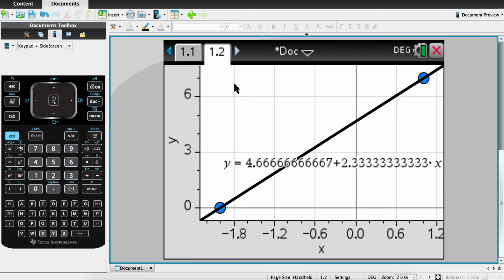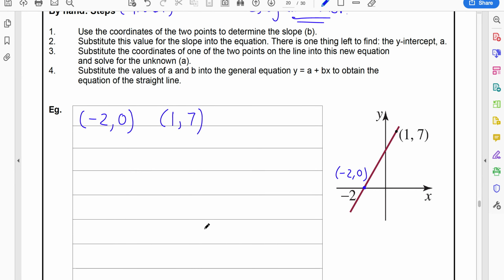Generally with this one, it would have come out as a fraction if we'd done it by hand. But what you can see here is we do get some funny numbers. We've got 4 2/3 and 2 1/3. All you need to do is just use your little recurring symbol. That will be fine. It's not wrong to leave it as a decimal. So what we've got is y equals, this is our y-intercept here, our a value, so 4.6 recurring, and 2.3 recurring is our slope. So if I go back here, I'll now be able to write my equation.